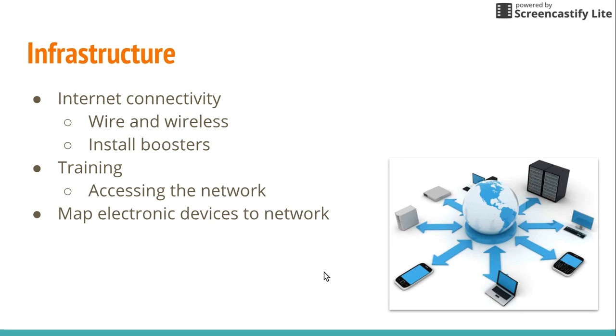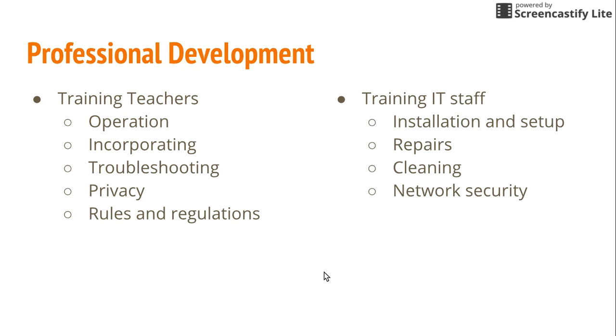We also need to train everybody on how to access the network. That way we have a username and password, and we're using it for the proper things. We also need to map electronic devices to the network, so that they're connected to one another. I can print from my computer, I can send it to this computer or this device, and just making sure it's all usable. The next thing I want to talk about is professional development.